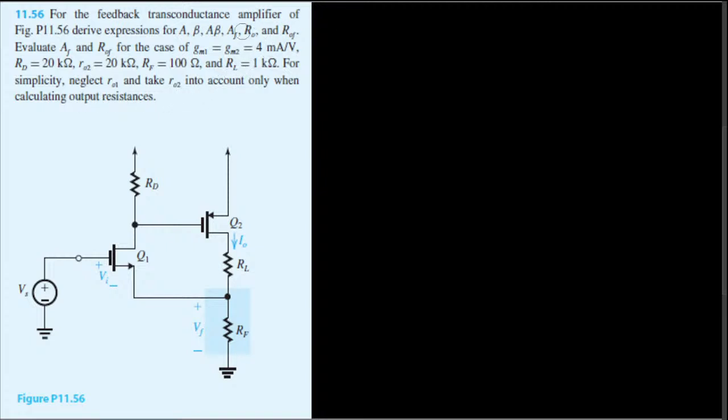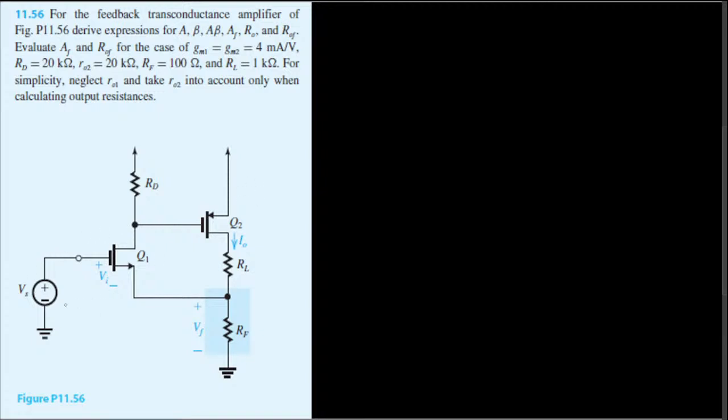Okay, so here the question is asking us to find the expressions for A beta, AF, RO, and ROF, and also finally to find the real values of AF and ROF using these parameters. Now let's see how to do this. This is the circuit diagram provided to us. Here we have an NMOS connected with a PMOS, and we have resistors and an input voltage.